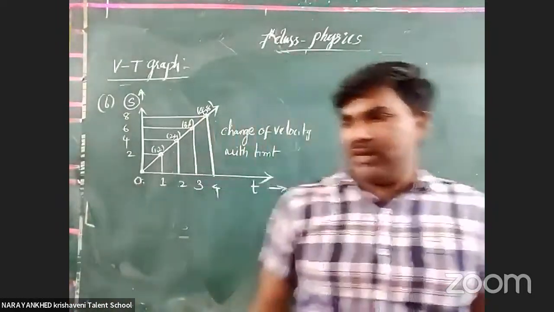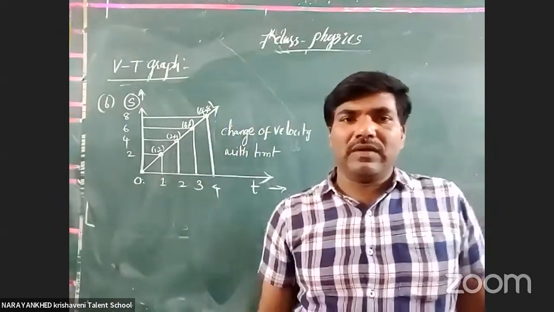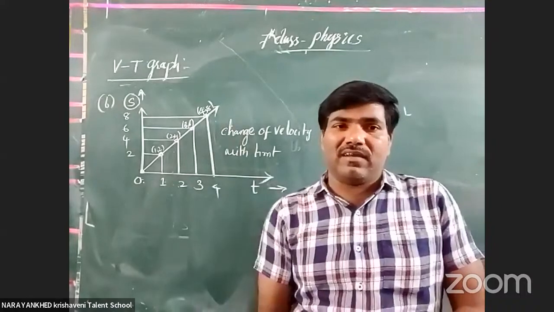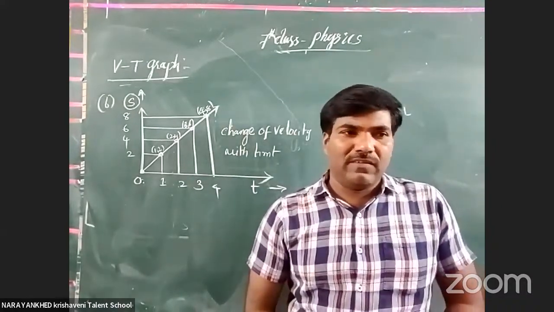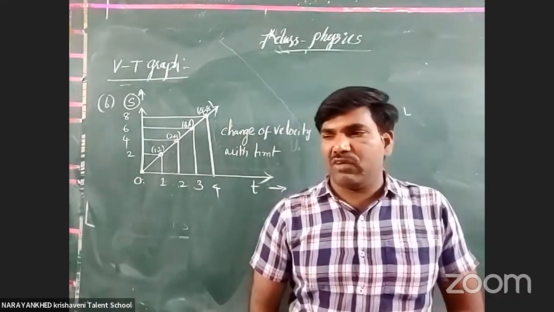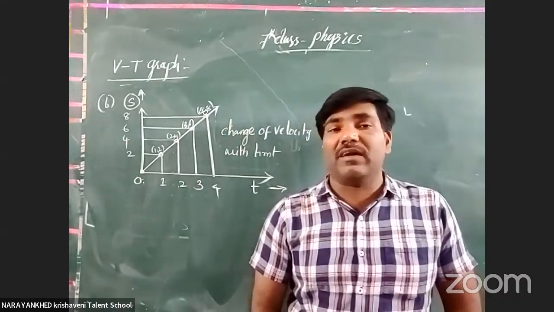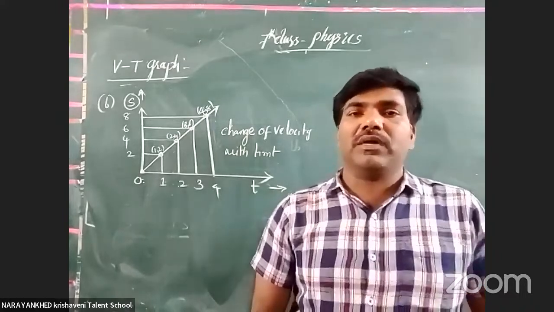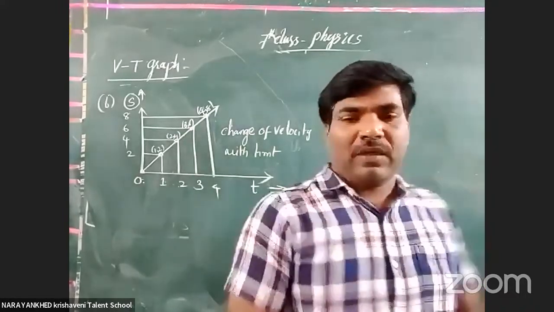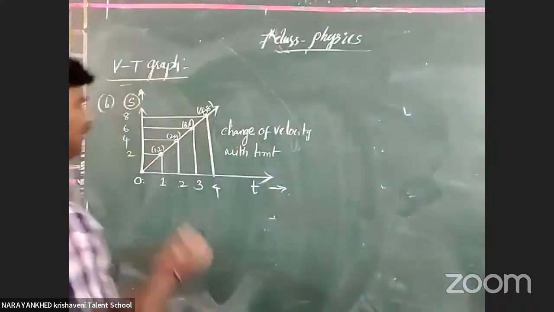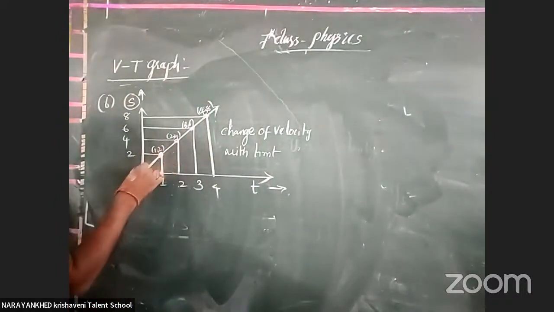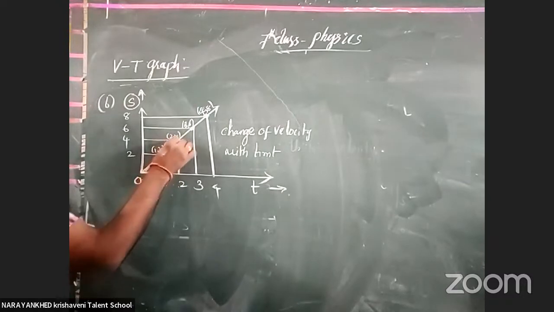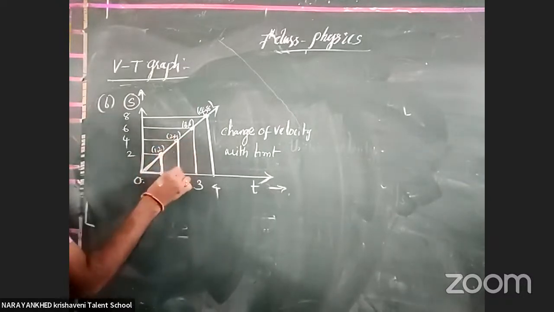Already we have discussed: acceleration we get directly from the slope. Clear or not? One more piece of information we get from this graph is the displacement. How do we get the displacement? Same as before, but here we consider a triangle. Everywhere we get a triangle here.